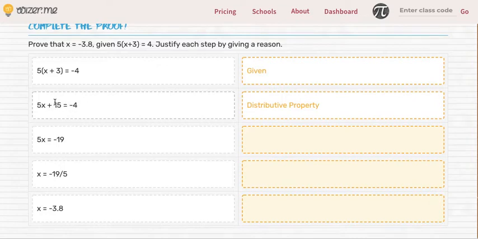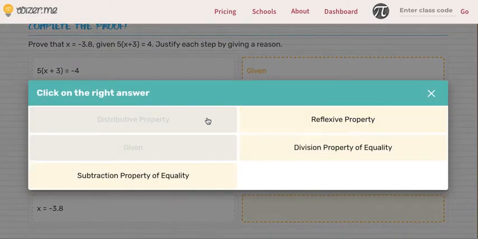The next step is to get rid of the positive 15 next to 5x. And the way you get rid of positive 15 is you're going to have to subtract 15. And if you do it to one side, you're going to have to subtract 15 from the other side as well. So 5x plus 15 minus 15 gives us 5x. Negative 4 minus 15 gives us negative 19. Since we subtracted on both sides, that's the subtraction property of equality.